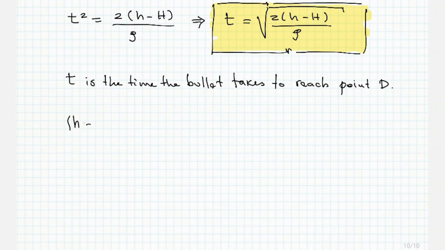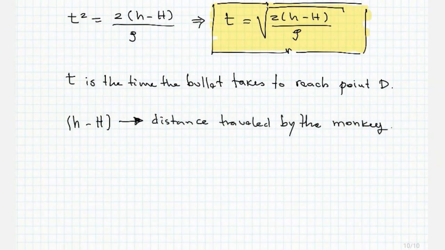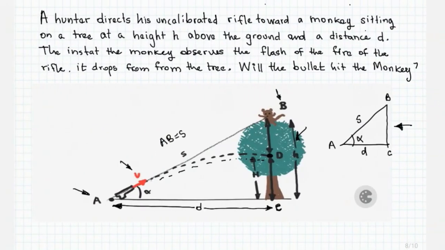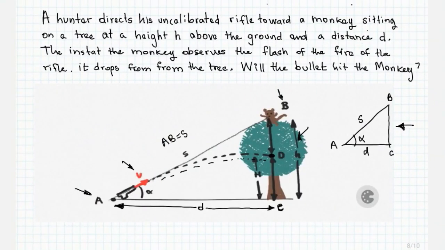The quantity h minus h capital is the height to which the monkey drops from the tree. Then the bullet would hit the monkey independent of the bullet's initial velocity. So if we go to the illustration, we see here that the bullet is shot. At the time t, the bullet reaches the point D.